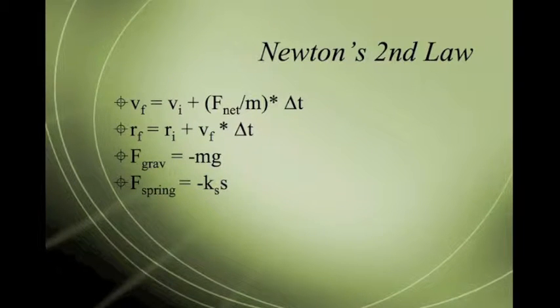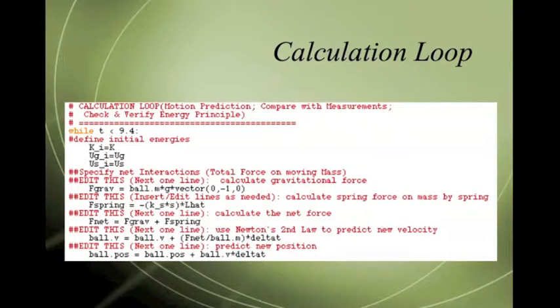For the first part of the calculation loop, we'll be implementing Newton's second law, where we find the final velocity and the final position of each iteration of the code. And we also have F gravity, which is negative mg, and F spring, which is negative ks times s. We also have F net, which is all of the forces added together. So here it is represented in the code.